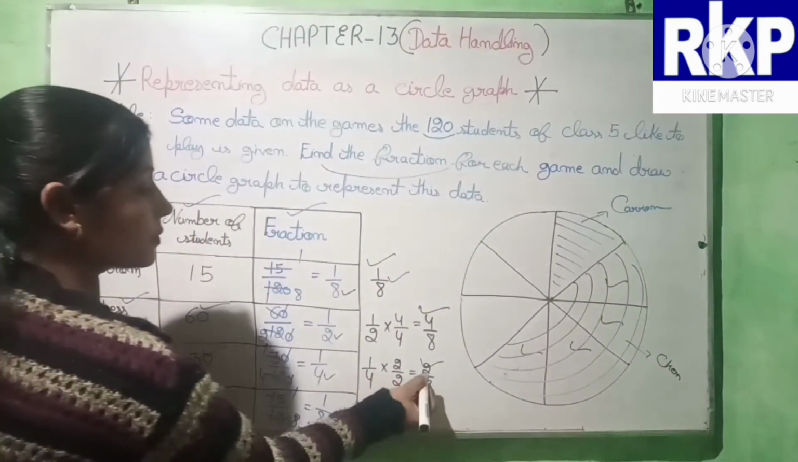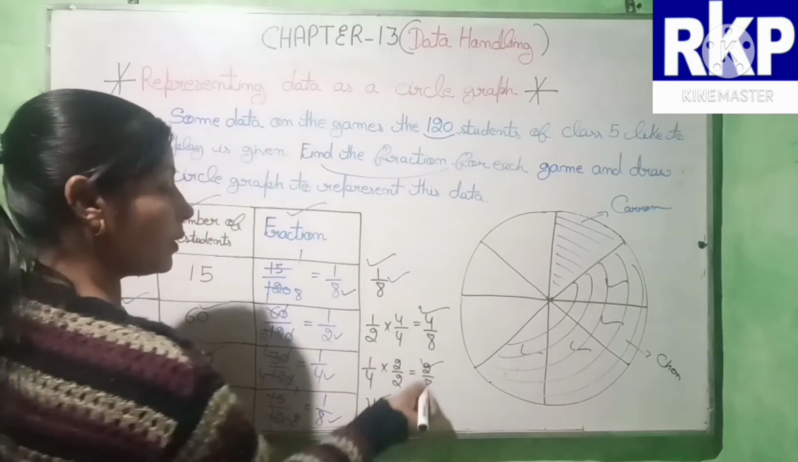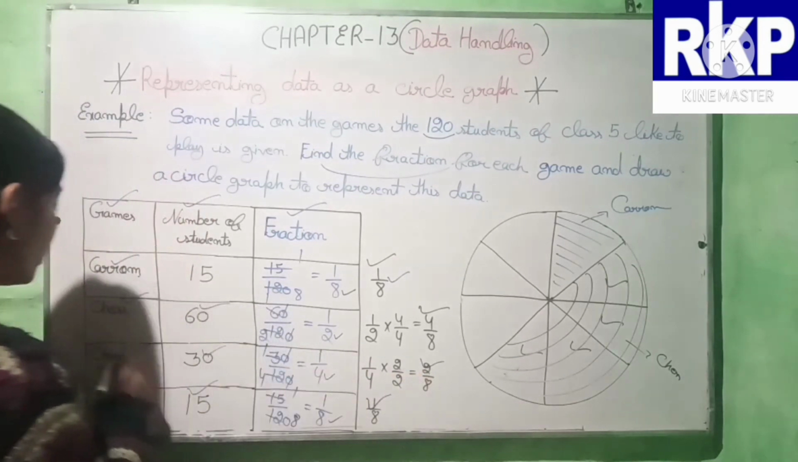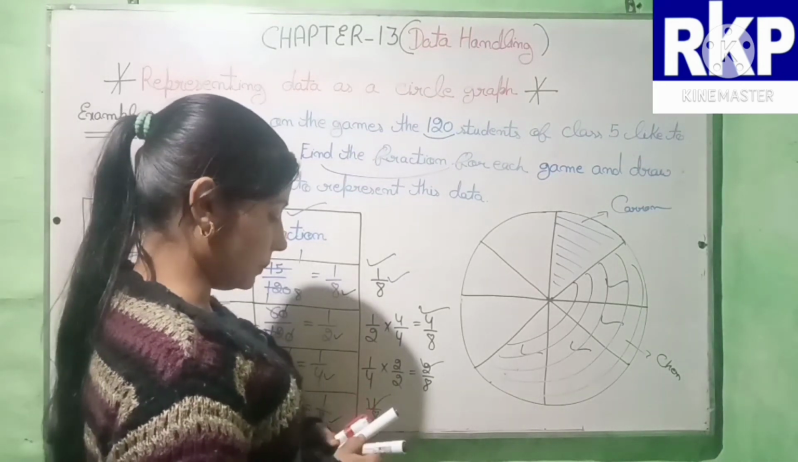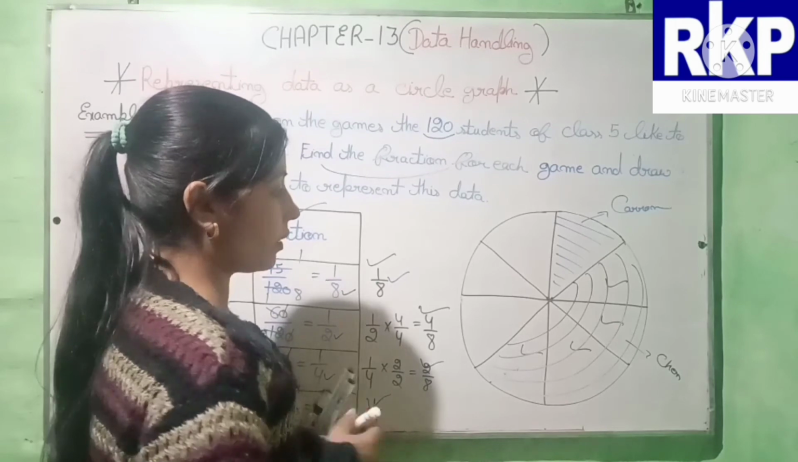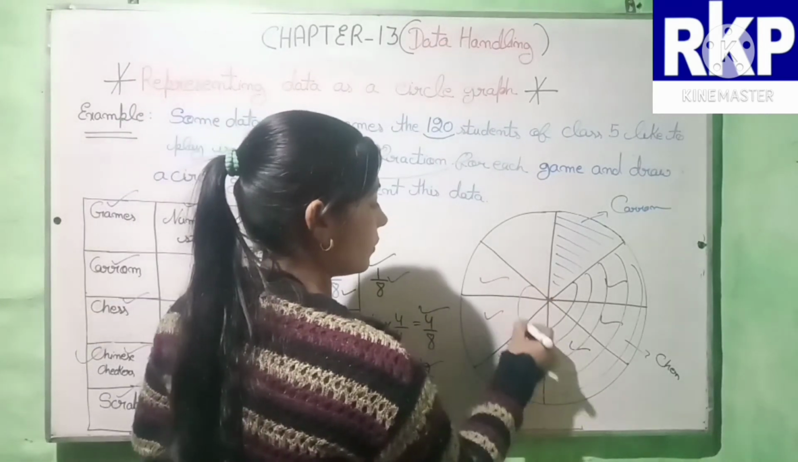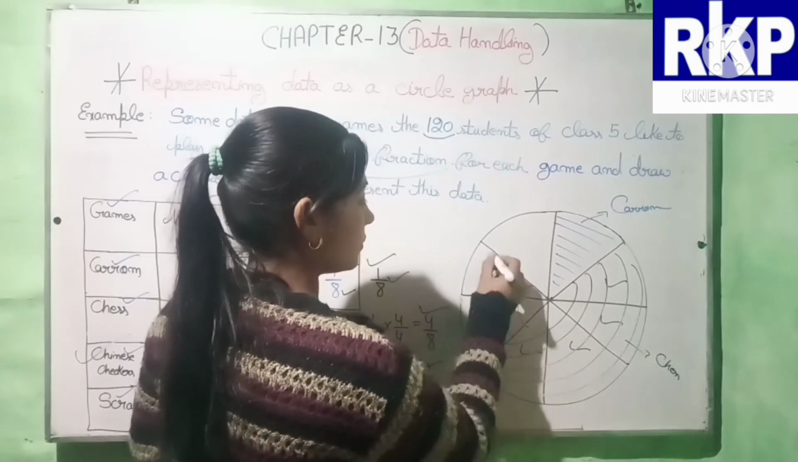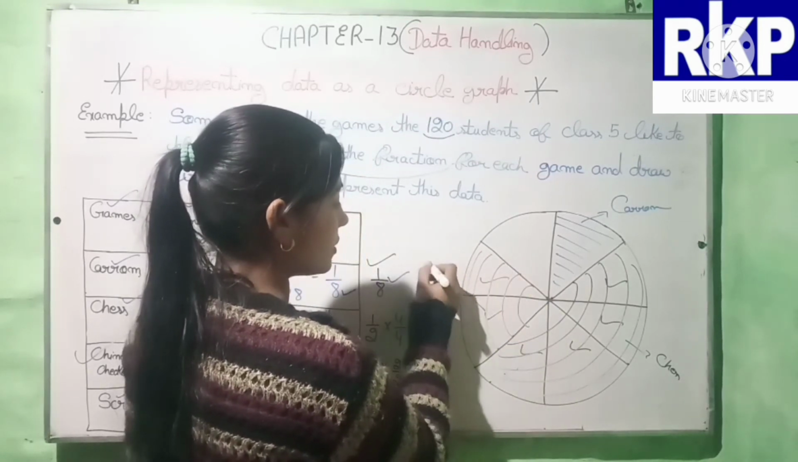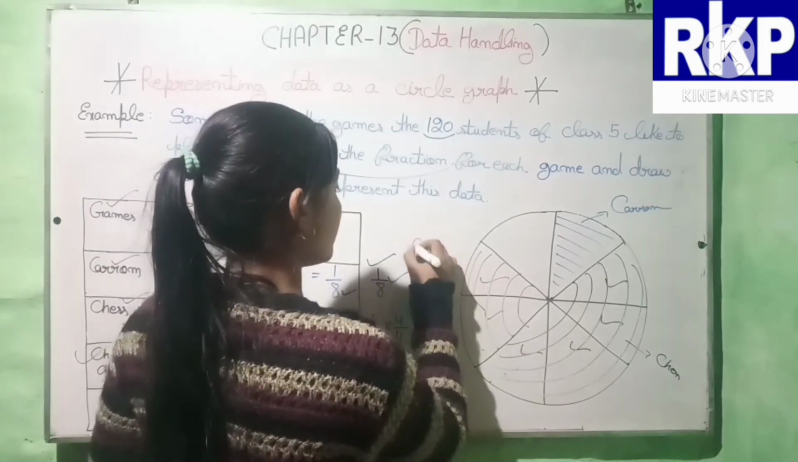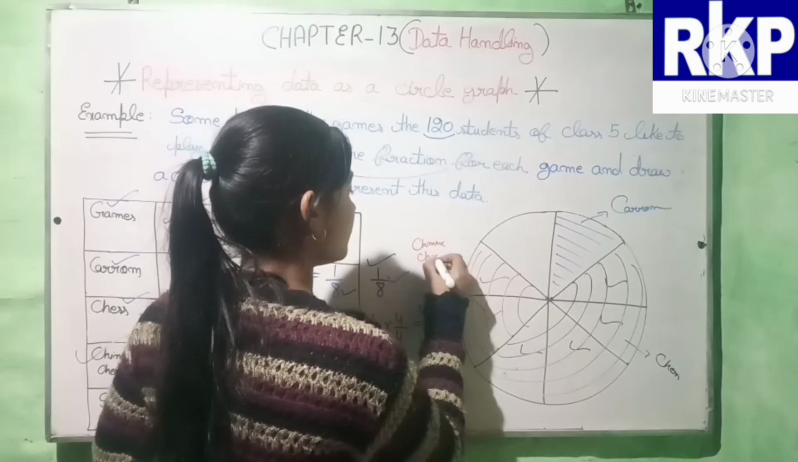Now next is 2 by 8. 2 out of 8 parts, 2 parts for Chinese checkers. So next 2 parts: 1, 2. These 2 parts are for Chinese checkers.